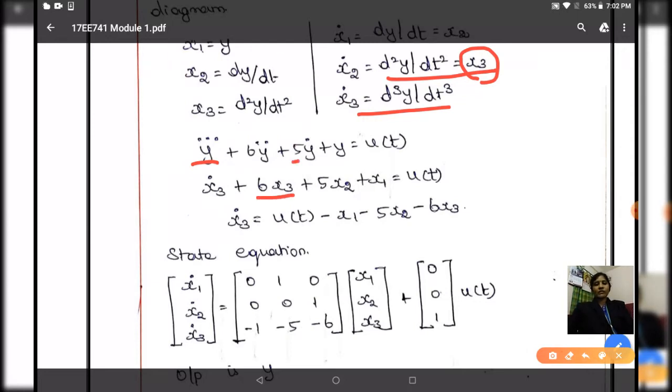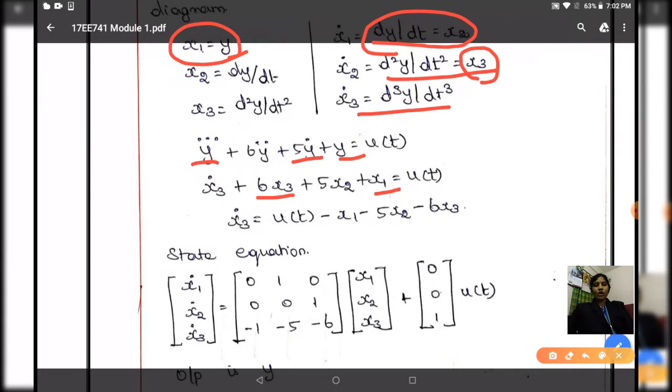The next factor is 5y dot. 5y dot means 5 into dy by dt. So what is dy by dt? It is nothing but x2. So we can write it as plus 5 into x2. What is your y? Y is nothing but x1. So you have to write it with x1.